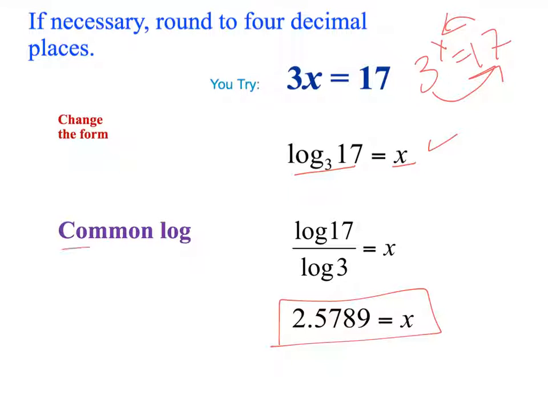Then I want to make a common log. So big over little, log 17 divided by log 3 equals x. Put all this in your calculator and you get 2.5789. And make sure you're checking up here. It told me to round to the nearest decimals. Okay, I'm going to put the next two examples from your notes in another video.